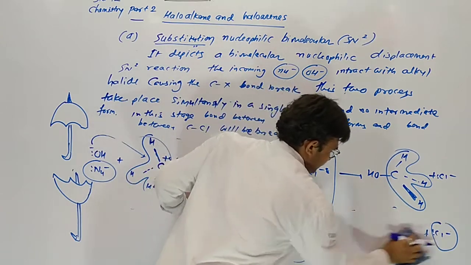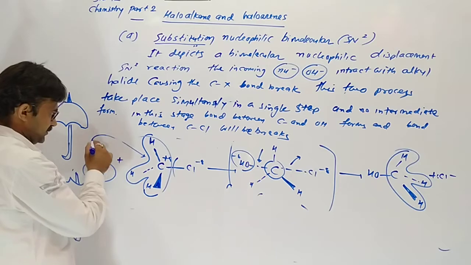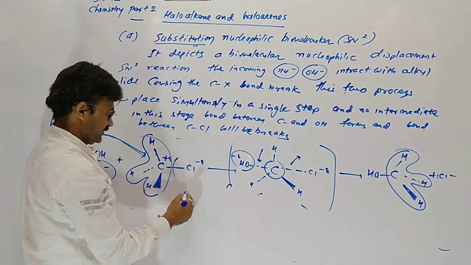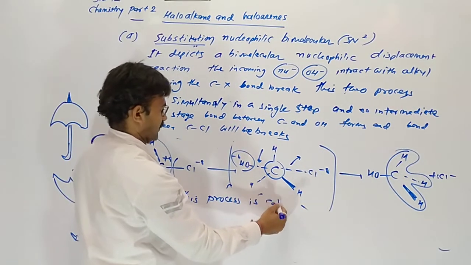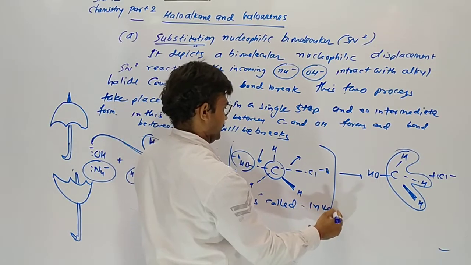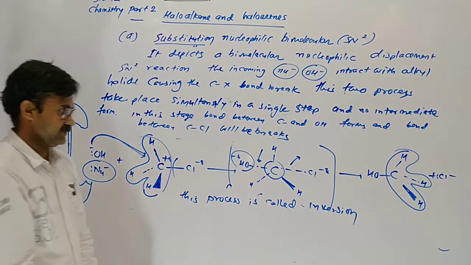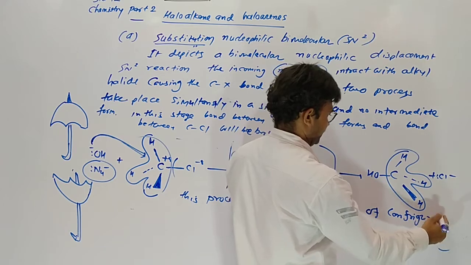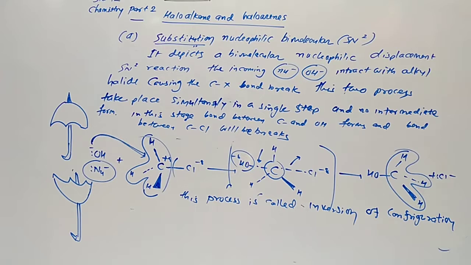In this process, the configuration is changed. The OH group is attacking here, so the side of the CH3 groups is changed. This process is called inversion. Yes, it is called inversion of configuration. Configuration means arrangement. Configuration in the transition state.